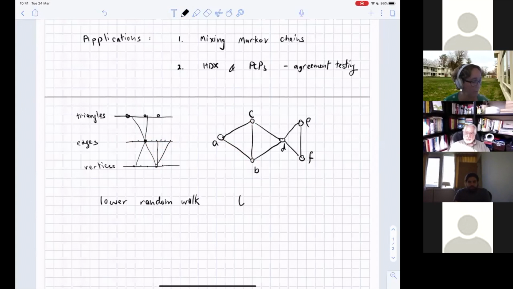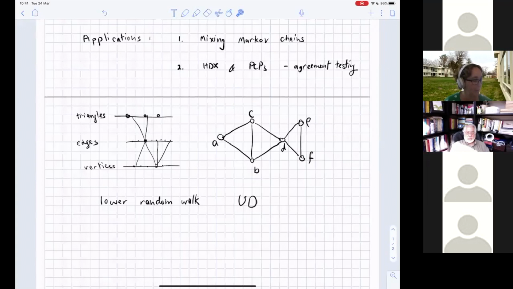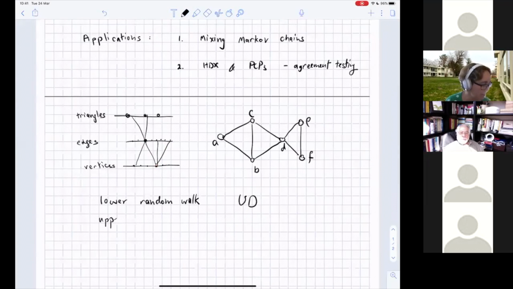And we call it, it really decomposes to two operators, the D operator that goes from an edge to a vertex, and then the U operator that goes from a vertex back to an edge. So this we called it UD. You pronounce it UD, but really it's first the D and then the U. And we also had the upper random walk.